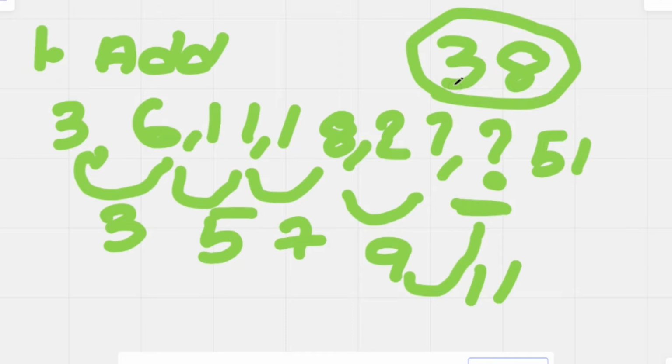See friends, how easy it was. This is the addition series you will get in your examination. The examiner will give you this kind of pattern and miss one number in between, and we need to find the logic and fill it in accordingly. Like this, there is also a subtraction series.